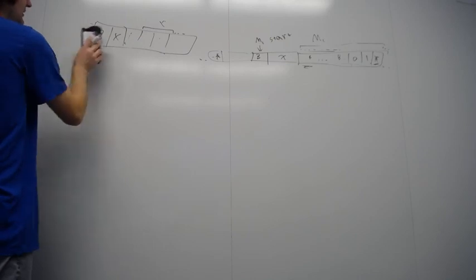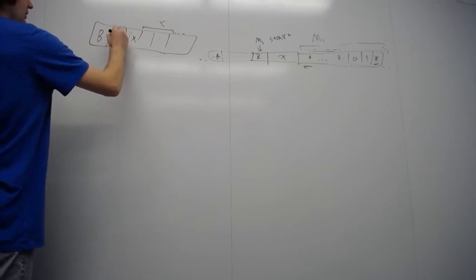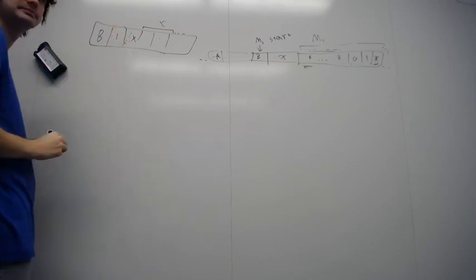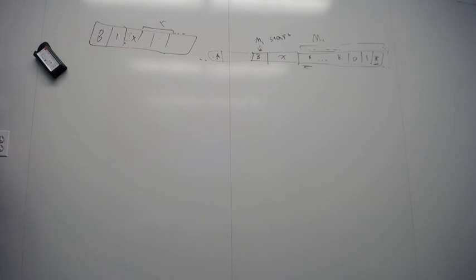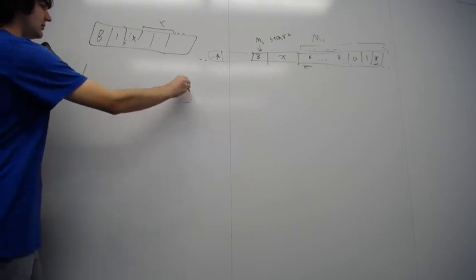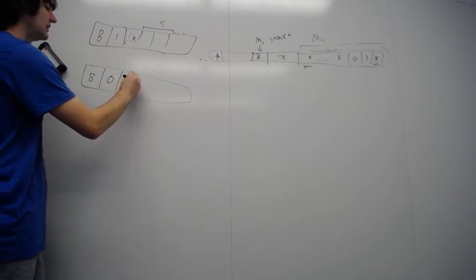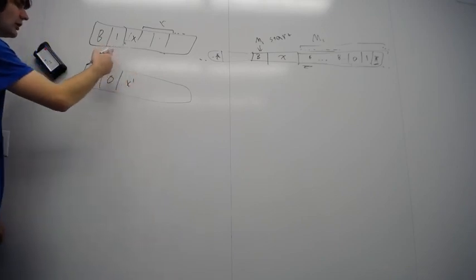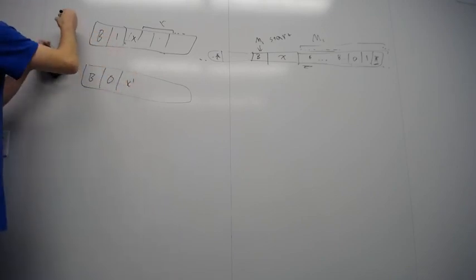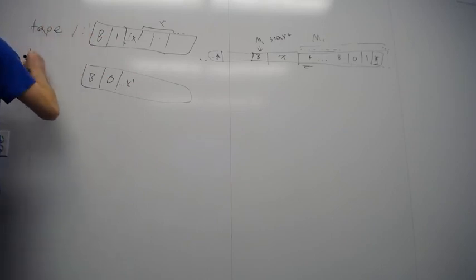Let's say the first bit of this is 0, then the rest of x. And let's say the first bit of this is 1. Okay? And let's say I was trying to think of a 2-tape problem, and I wanted this tape to be 0 here, and then some different x prime. So I could store the information of, so this is tape 1, tape 2.